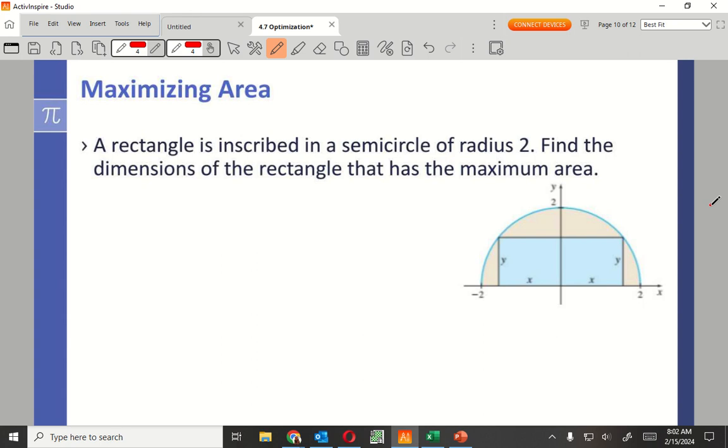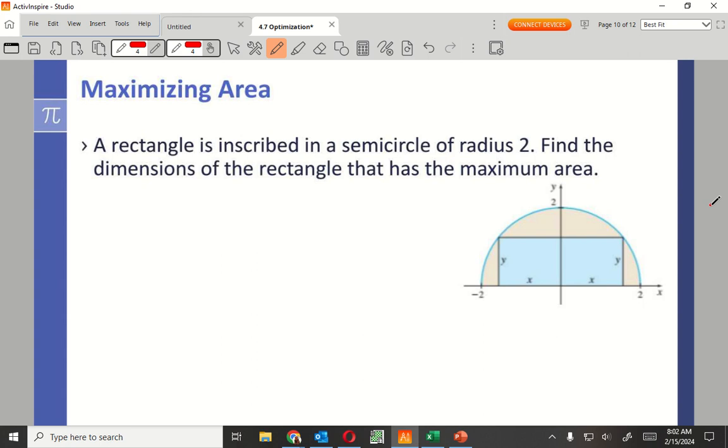All right, so maximizing area. If you guys already started the homework, you saw there's two questions already like this, right? There's one with a rectangle, another one with a triangle. Okay, so we're going to do this. It's inscribed, so that means it's on the inside of the circle. The radius of the circle is 2, and we know a lot about a circle.